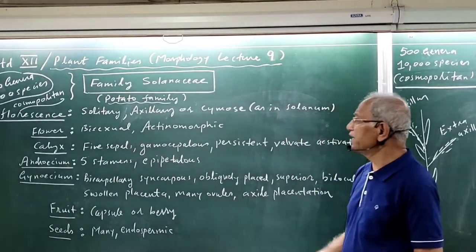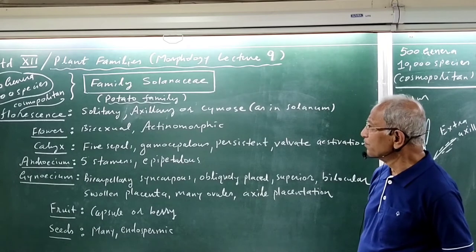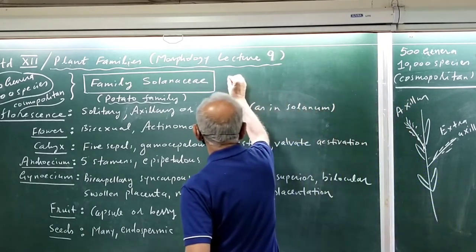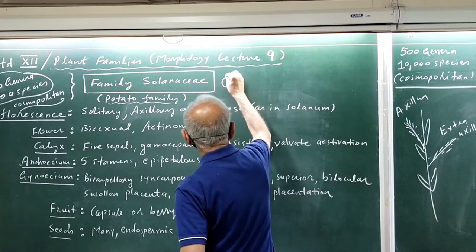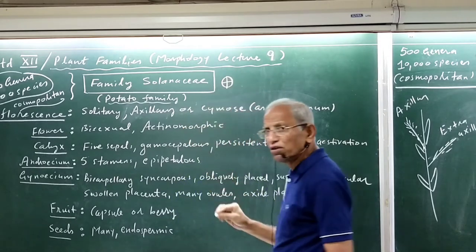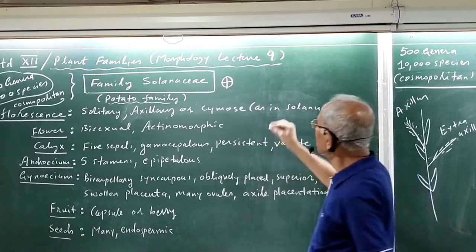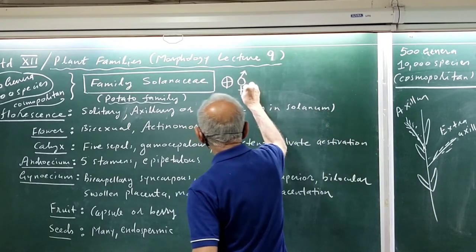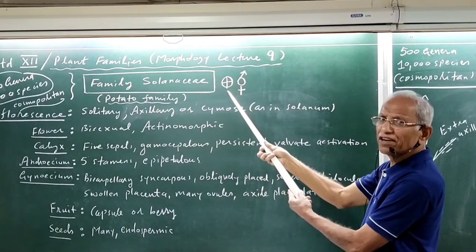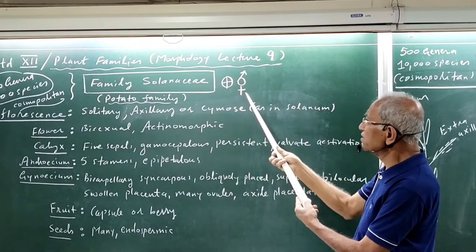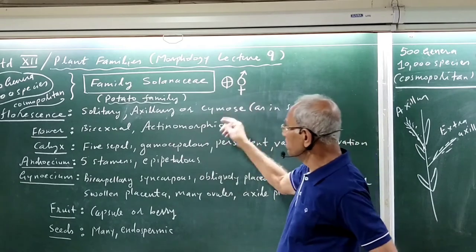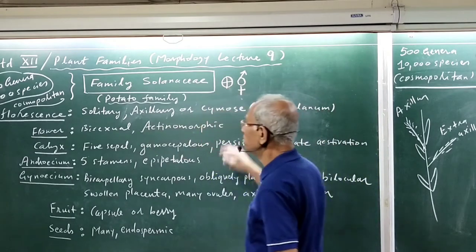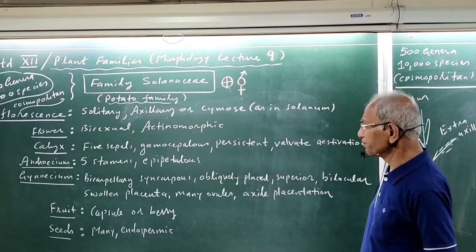Flower is bisexual and actinomorphic. Side by side, I will write these things. So, what is the meaning of this symbol? Because here I am trying to write down the floral formula. So, are you getting my point? What is the meaning of this? Actinomorphic, regular. And what is the meaning of this? It's bisexual. So, these two are covered. Actinomorphic, this symbol. And bisexual, this symbol.